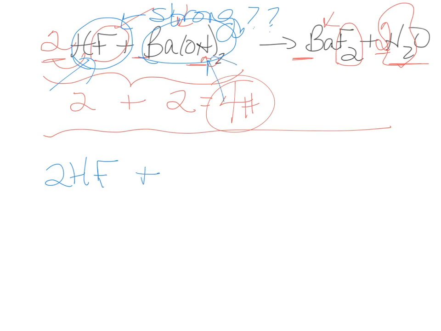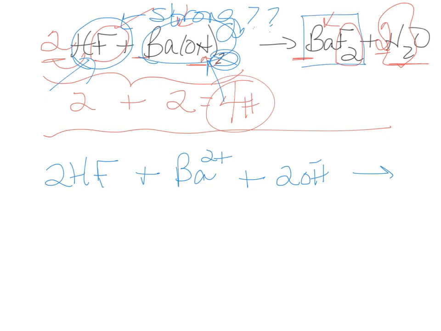Barium hydroxide, that is a base. Is it one of the strong bases? Yes, it is. So we dissociate strong bases and acids. So we have barium cation, we have 2 hydroxides. There's 2 here. All right, let's move on to products.